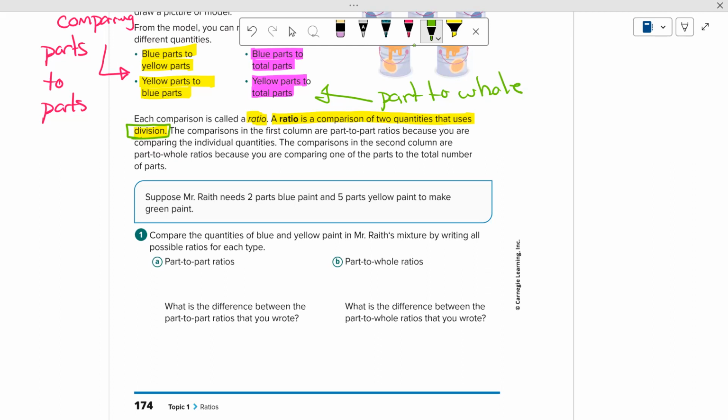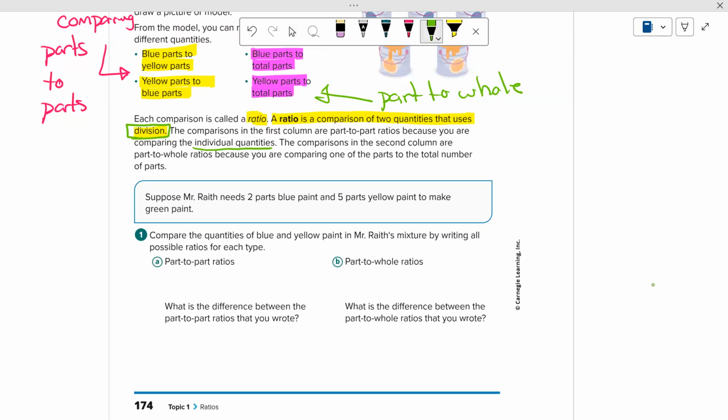Interesting. The comparisons in the first column are part to part. Oh, just like we stated, because you are comparing the individual quantities. The comparisons in the second column are what we refer to as part to whole ratios, because you're comparing one of the parts to the total number of parts, just like we labeled. So you don't have to highlight these other parts since we are clearly describing these in our highlighted sections.